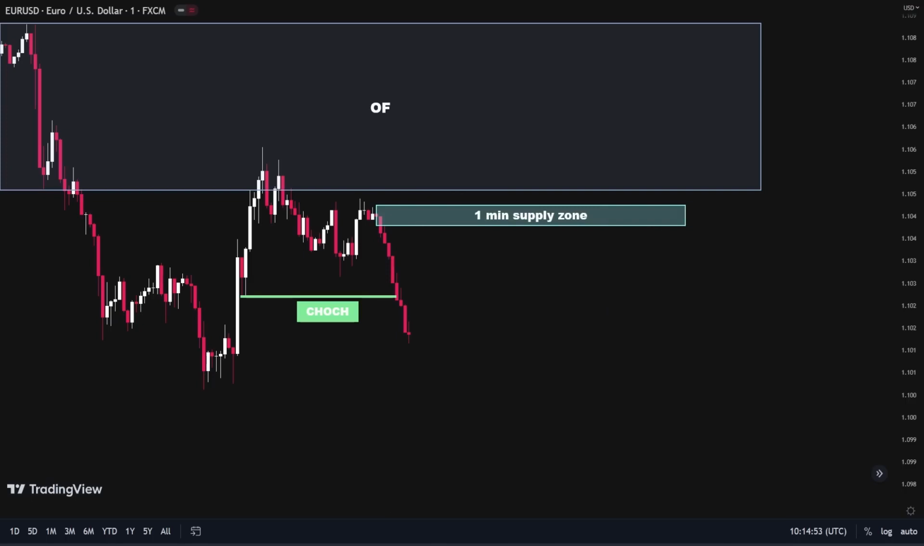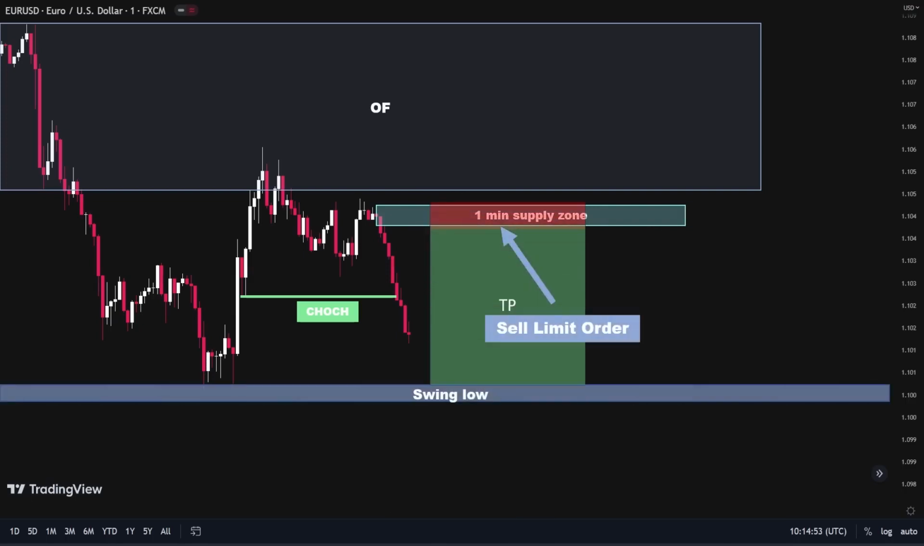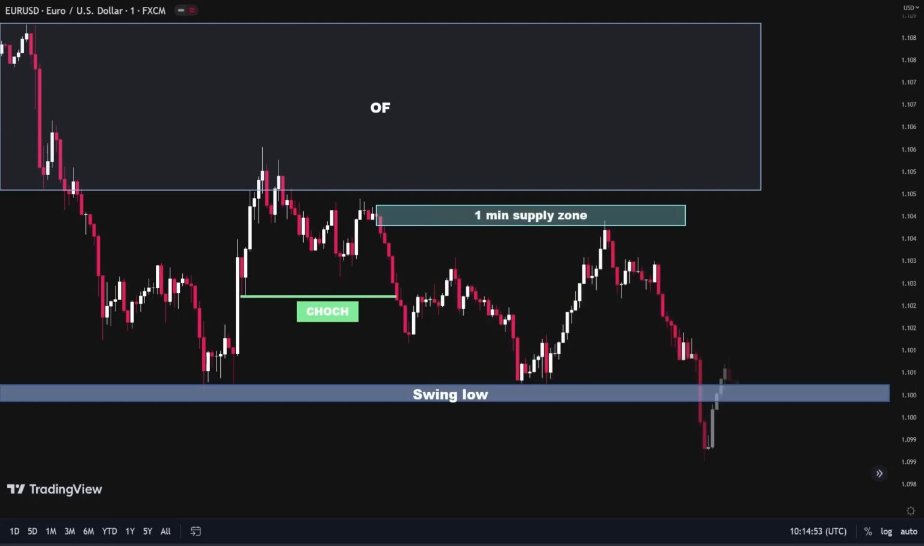Now we have detected our point of interest, so next we should place our sell limit order here, adjust our stop loss a couple of pips above the highest point of the zone, and I'm going to target this swing low as the take profit. This is where we believe price will head to. Our sell limit order has been activated and we are officially in the market. Now it's time to sit back and watch how things unfold.